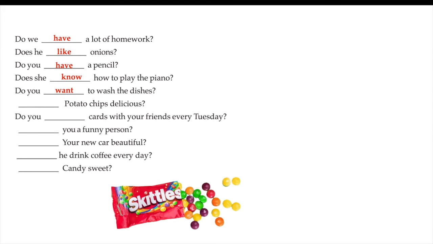Do you want to wash the dishes? No, thank you. Okay, you could say that. Do you want to wash the dishes? Yes, I do. No, I don't. Or you could just say, no, not really. Or no, I don't. How about potato chips? Are potato chips delicious? Yes, they are. Or no, they aren't.